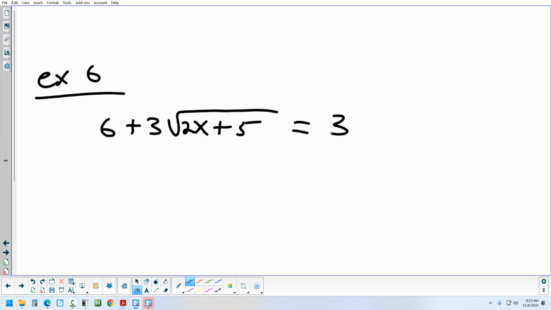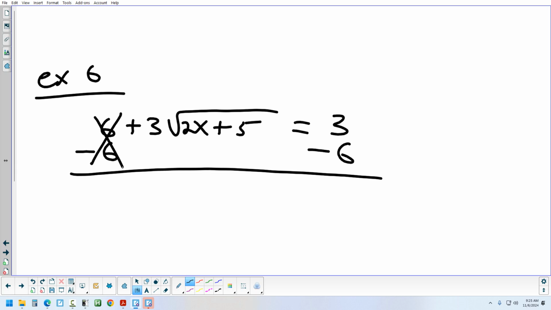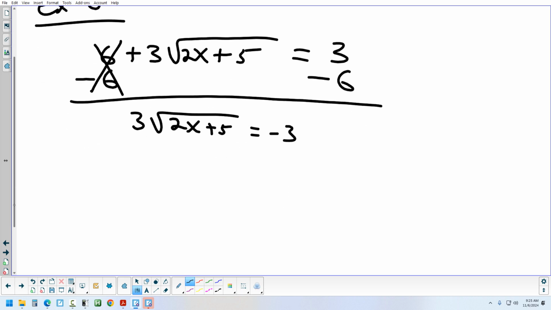Okay. Is the square root by itself this time? No. So what's my first step? Yeah, I'm going to subtract 6 on both sides. That's gone. So we get 3 times the square root of 2x plus 5. And 3 minus 6 is negative 3. Okay, is the square root by itself now? Nope. What do I do at this step? So now we're going to divide by 3.